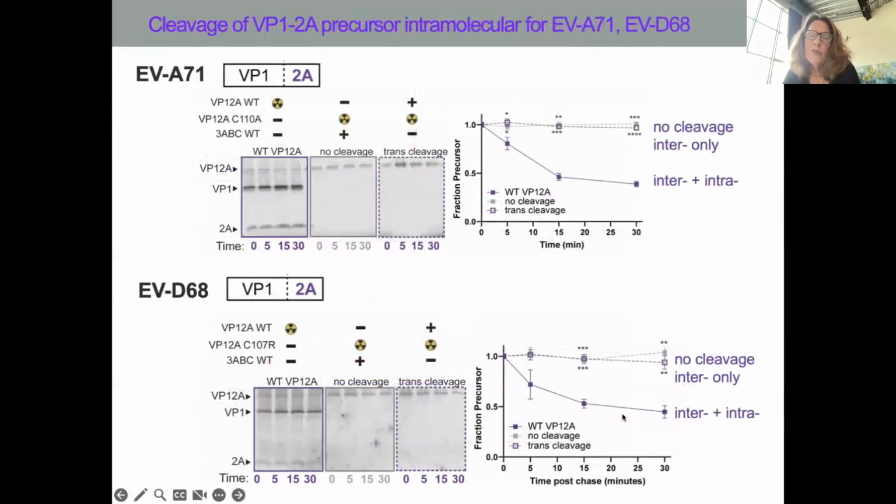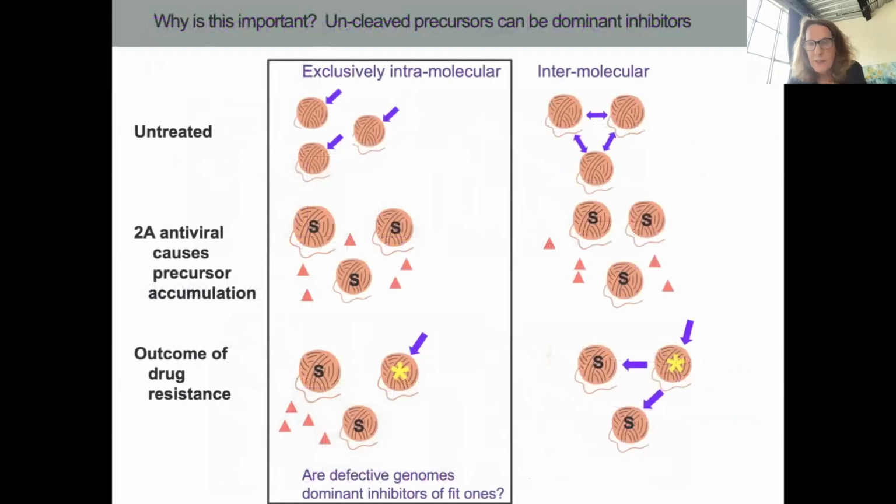What about those viruses that are the subject of interest in the AViDD program? You can see these experiments again. Here's the cleavage of VP12A of enterovirus A71, and you can see that it's almost exclusively intramolecular. And that's also true for the protease of enterovirus D68. So it's exclusively intramolecular. And so we suggest that that might mean that the defective genomes would be dominant over the wild type genomes because a precursor would accumulate that would be toxic. Is that the case?